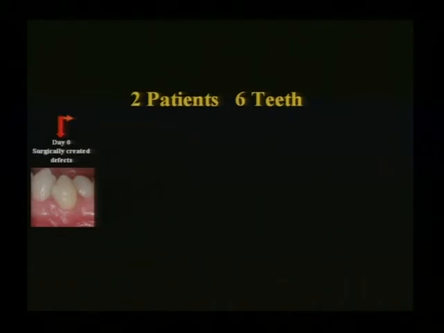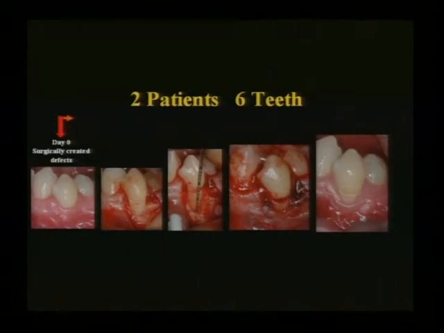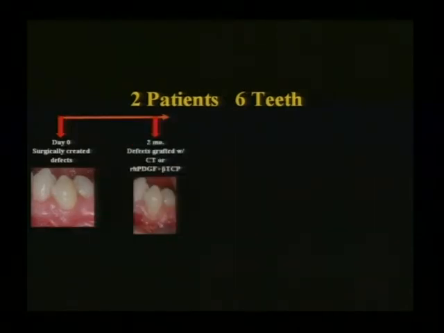So at day 0, we went in and we created recession defects here. So I did a full thickness flap. I removed bone so that I could then apically reposition my tissue and create recession defects of at least 3 millimeters from the CEJ. I then allowed those defects to become chronic. We just let them hang around in the mouth for a few months without doing anything.